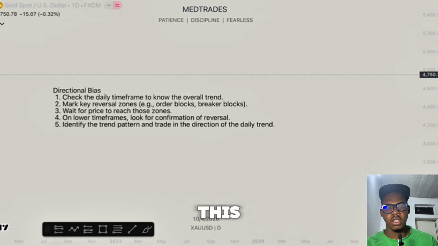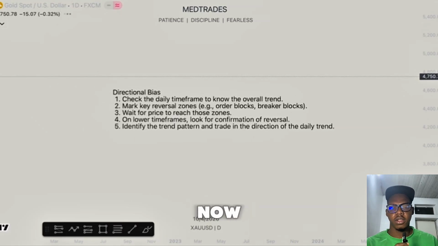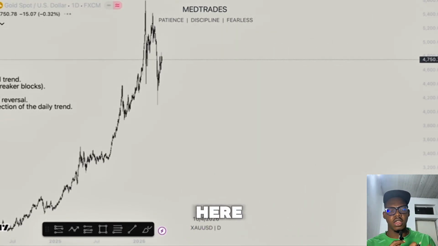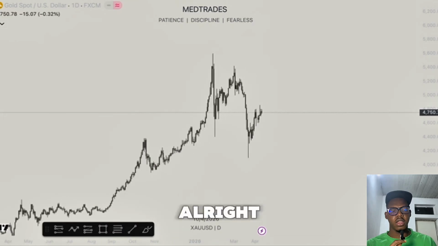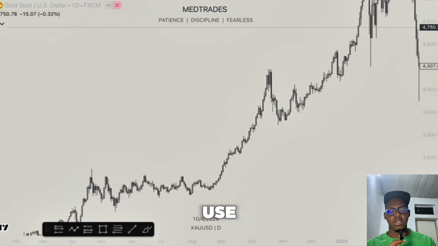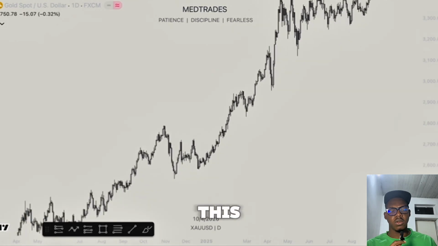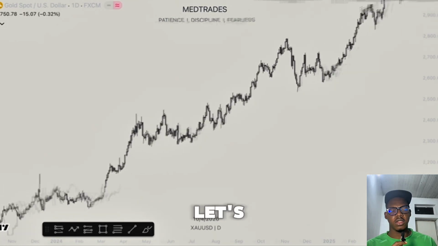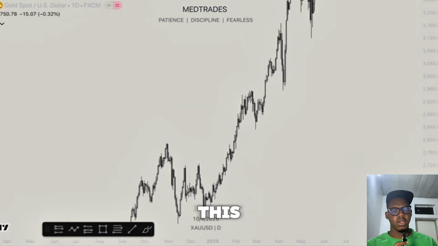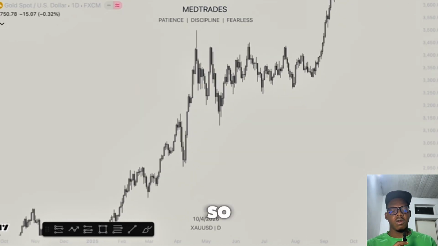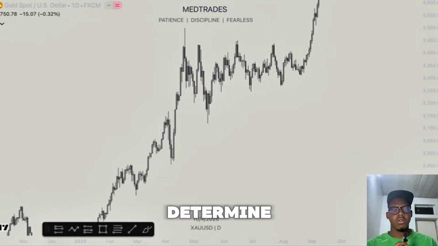So now let's look at gold right now. Let's use gold as an example. So over here, gold, right? So let's use this area here, this zone here. First of all, we need to determine the rule number one.